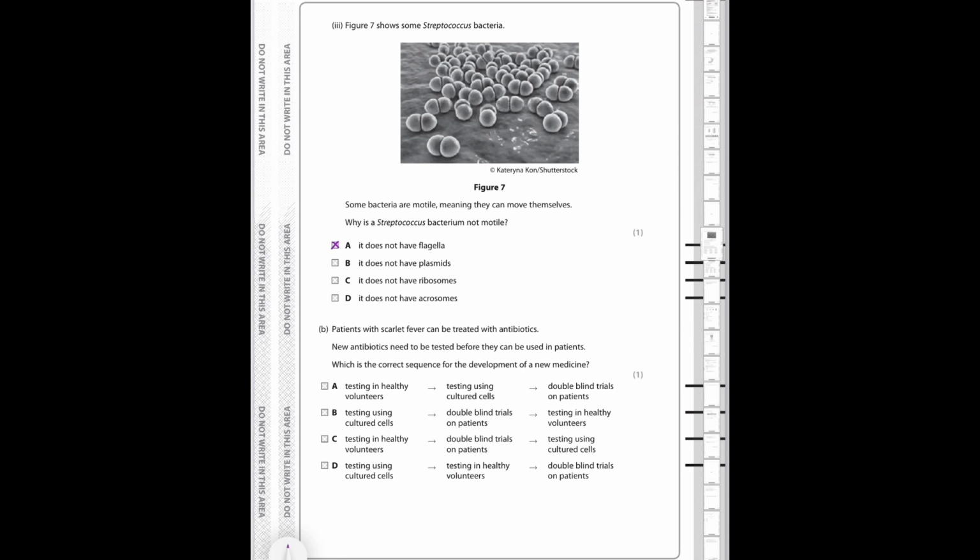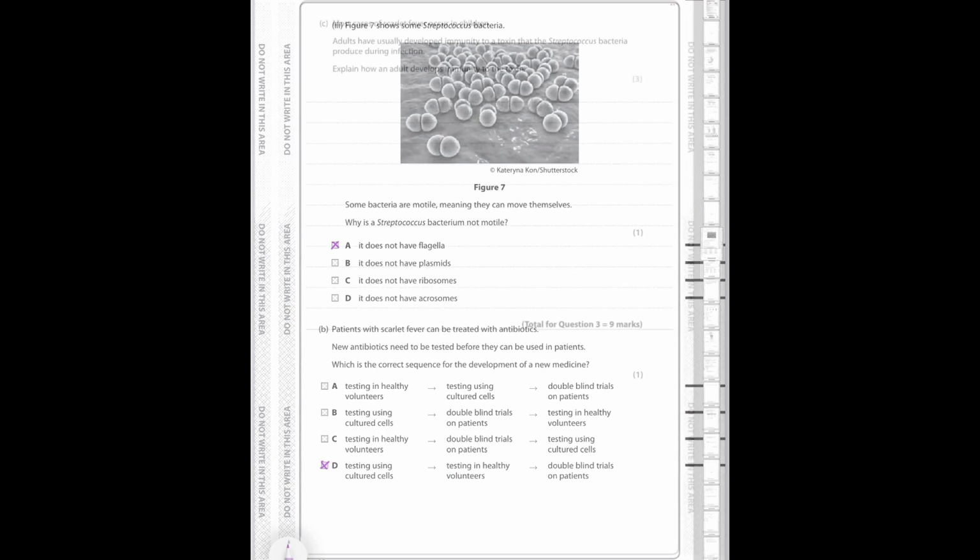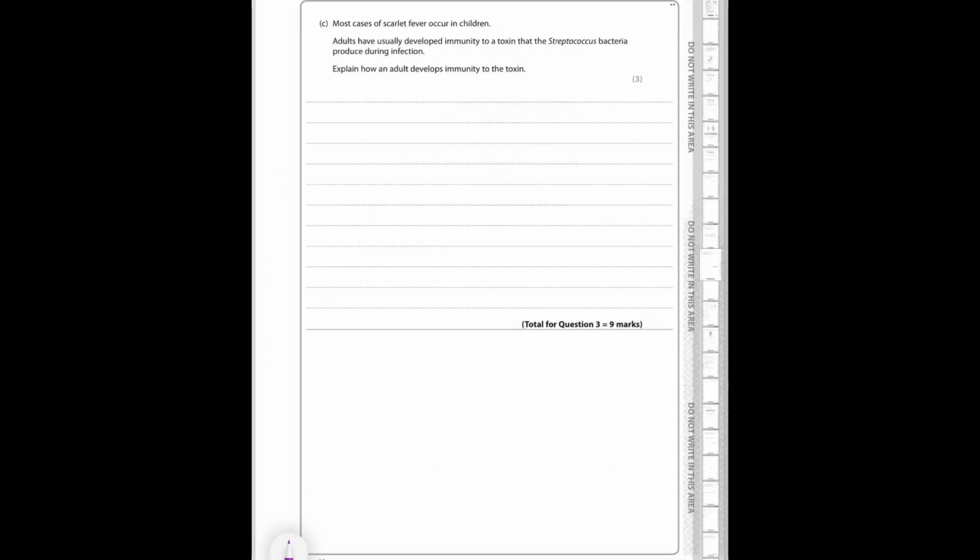Part B says patients with scarlet fever can be treated with antibiotics. New antibiotics need to be tested before they can be used in patients. Which is the correct sequence for the development of a new medicine? The correct procedure should be it's tested on cultured cells, then it's tested on healthy volunteers, and then we have a double-blind trial. So instantly we can see it's going to be between B and D. And the correct one out of those two would be D because it's tested on the healthy volunteers before the double-blind trials.